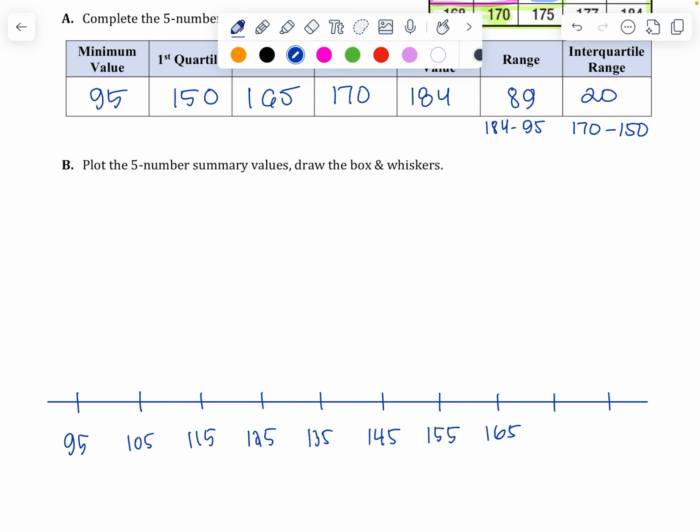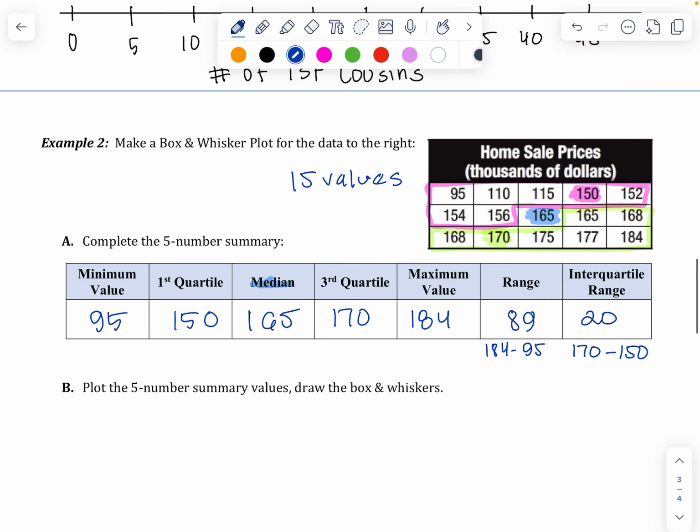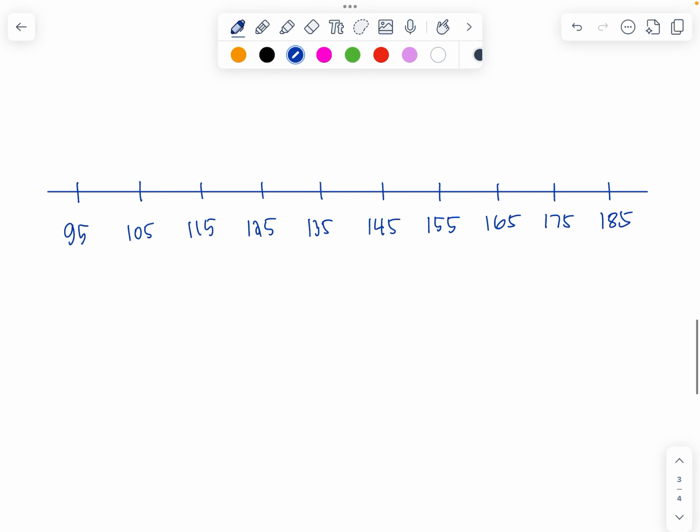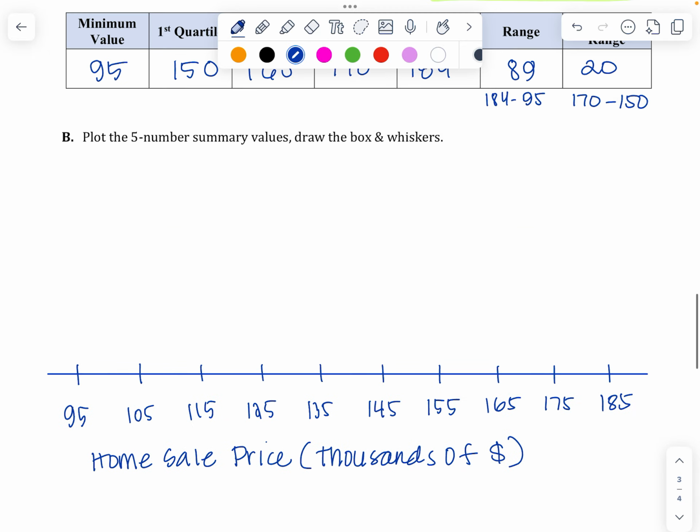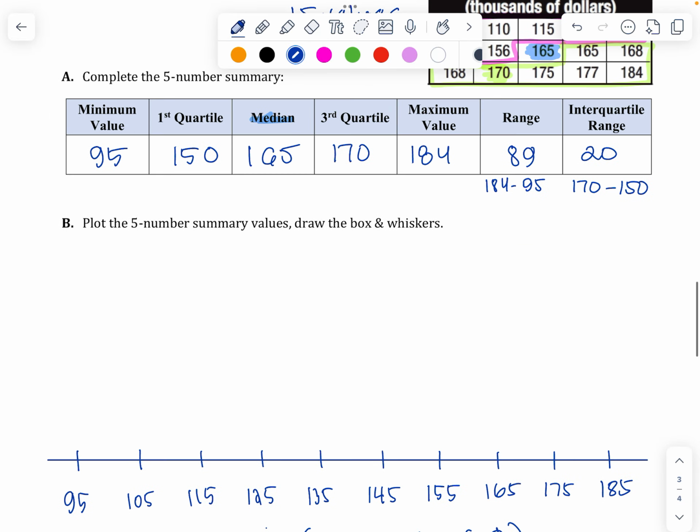Now I also see if there's context. There is. Home sale prices in thousands of dollars. Home sale prices in thousands of dollars. Okay, so now I'm ready to make my box and whisker plot.